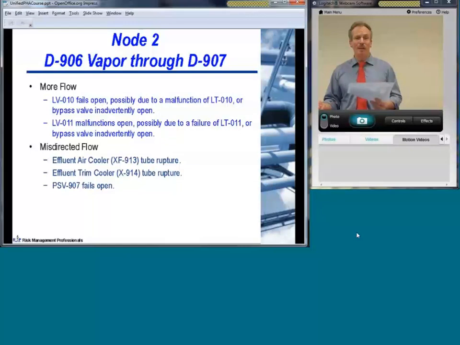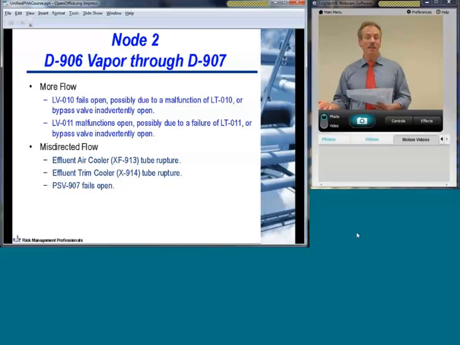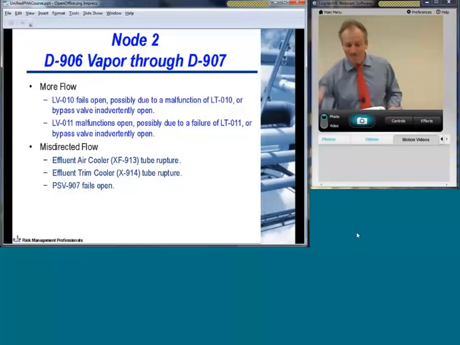And also PSV 907 on top of D907. This is a pressure safety valve. What if it fails open? Can the system accommodate it properly?